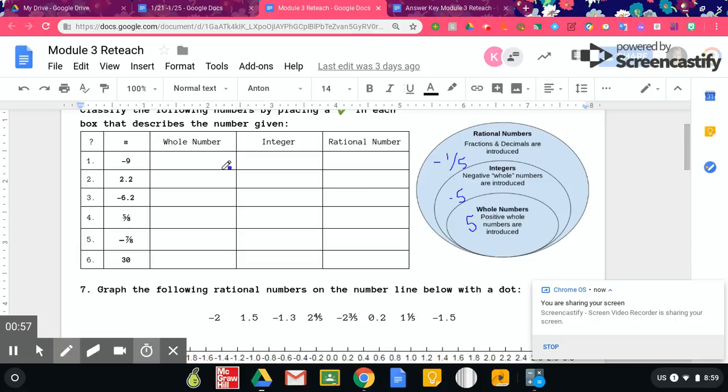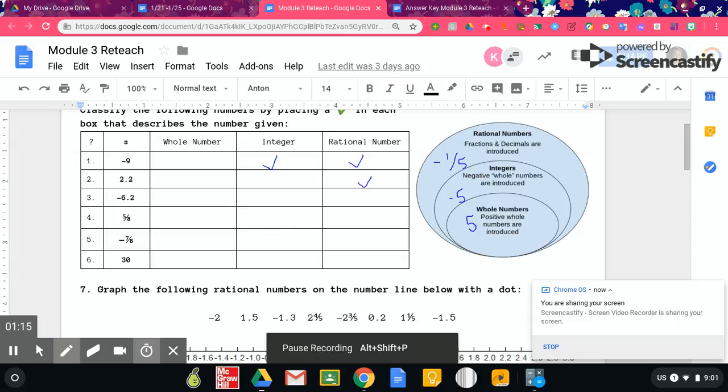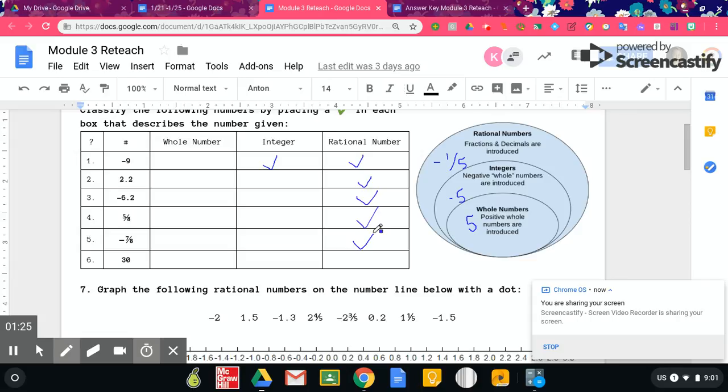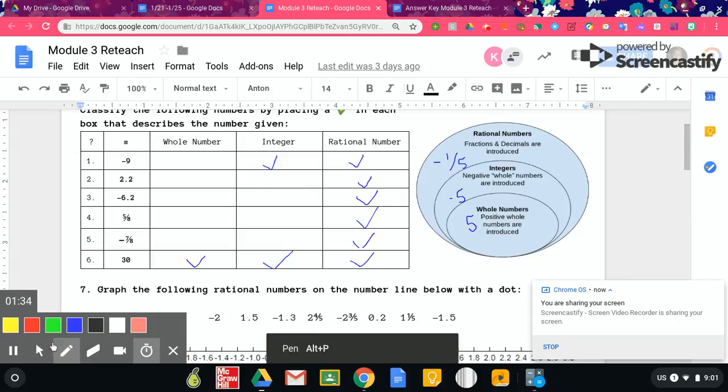Let's go classify. So on number 1, you have -9. That would be what I like to call a negative whole number. So it's an integer. That's where it comes into play. And if it's an integer, then it's also a rational number. You have 2.2. That's a decimal. Decimals are only rational numbers. You have -6.2. And so even though that is negative, it's still a decimal, so it would just be rational. 5/8, that's a fraction, so it's just a rational number. -7/8, it's a fraction, so rational. And then also you have 30. 30 is a whole number, which means it's also an integer, and it's also a rational number.